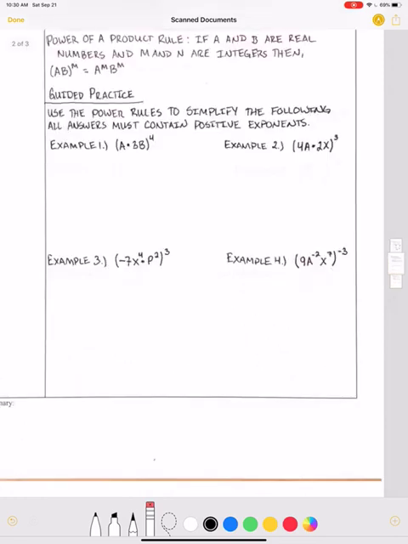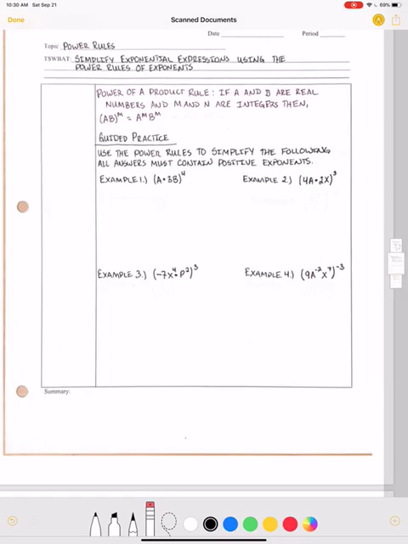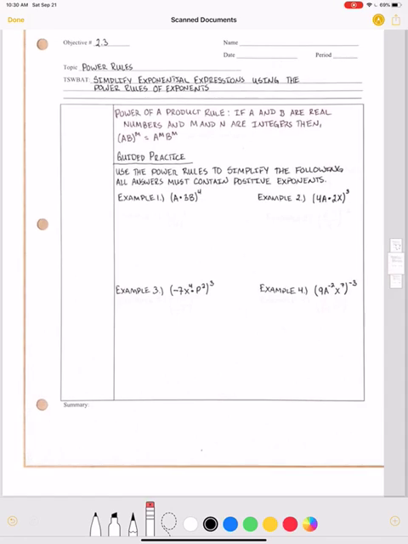Up next, we have the power of a product rule. The power of a product rule states that if a and b are real numbers and m and n are integers, then a times b raised to the power of m equals a to the m times b to the m. So basically, we're distributing the exponent, as long as what's in the parentheses is all multiplication. You cannot have addition, you cannot have subtraction.